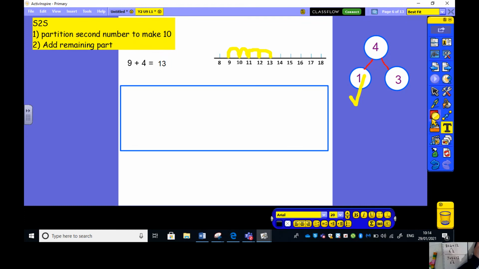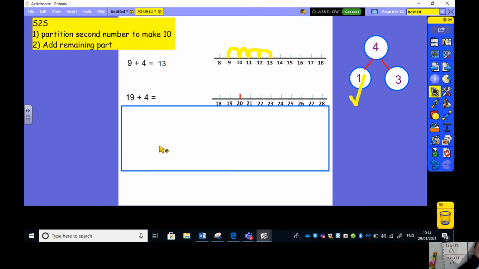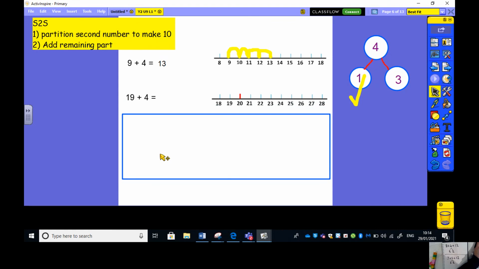So I can use the same strategy, Year 2, just using the number line. But this is where it gets a little bit more complicated. 19 add 4. So it's no longer 9 add 4, it's 19 add 4. But listen to me, the same strategy still exists. I need to partition the second number to make 10. Then I add the remaining part.